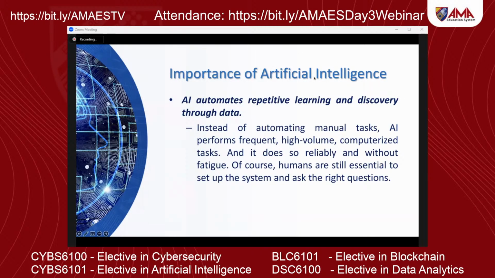So the first one is that AI automates repetitive learning and discovery through data. So instead of automating manual tasks, AI performs frequent, high volume computerized tasks, and it does so reliably and without fatigue. Of course, humans are still essential to set up the system and ask the right questions. So this product of artificial intelligence can perform repetitive tasks. So that is the main goal or objective in creating those particular products under artificial intelligence.